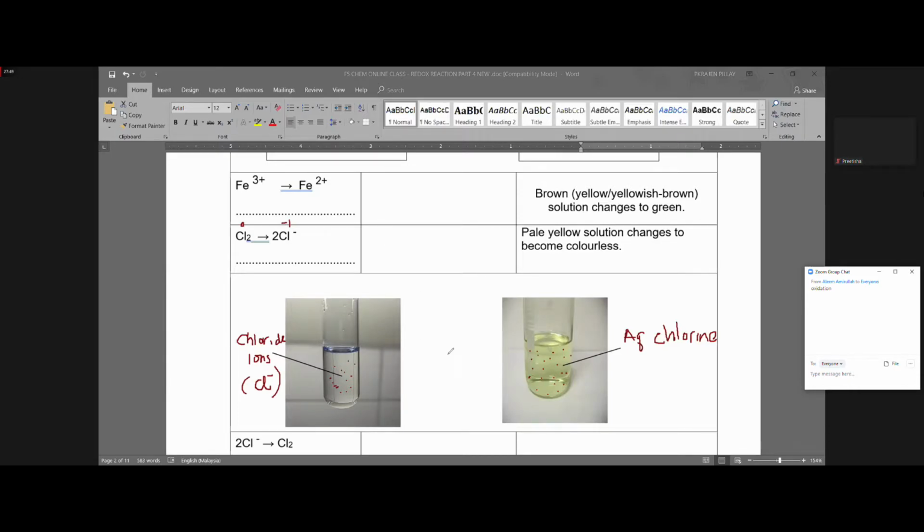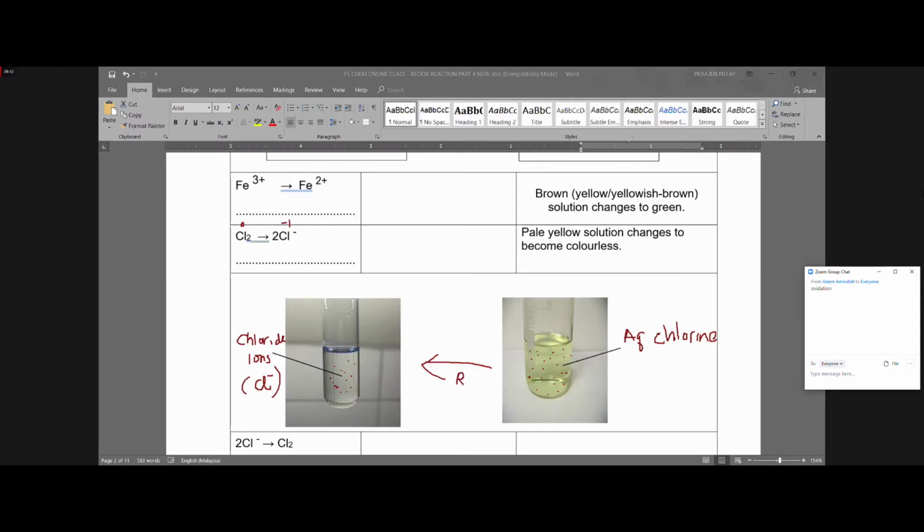Alright? So you can see, that means we are going this way, we are going backwards. Can you see now? Chlorine becoming chloride ion. So pale yellow solution changes to become colorless. Understand? We are going backwards. So this description is for this reaction, reduction here. Okay, who can do the opposite one for me now?